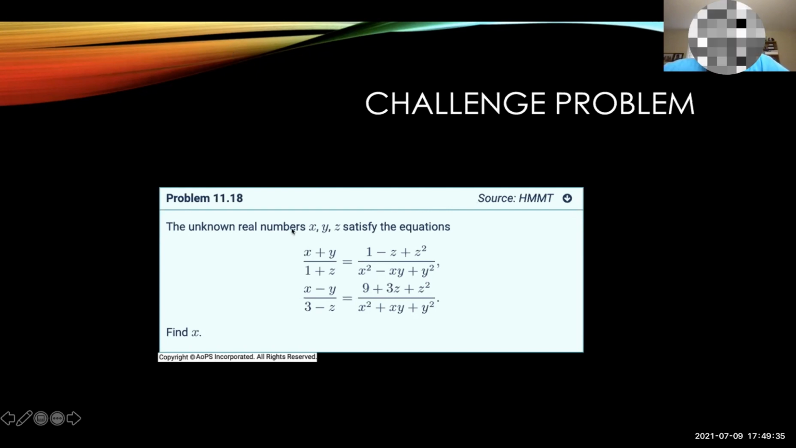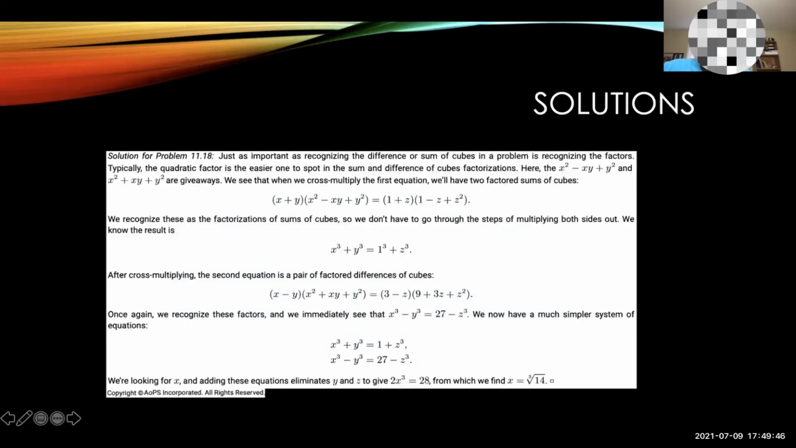Okay, so I did have one student send me in the right answer. So the correct answer for this was the cube root of 14. So I'm gonna quickly go over how to do this problem.